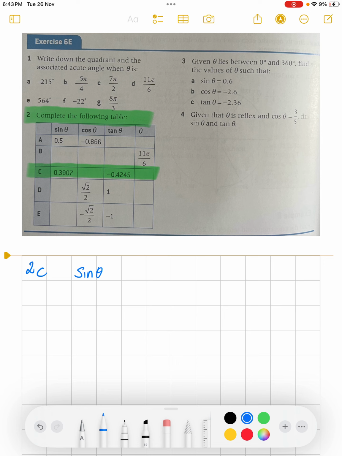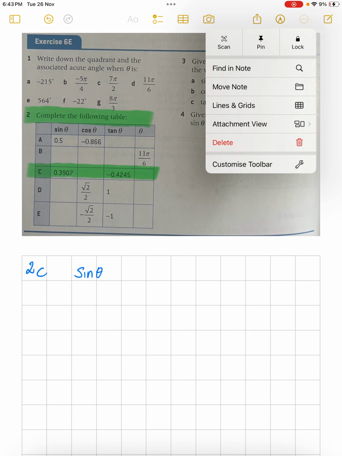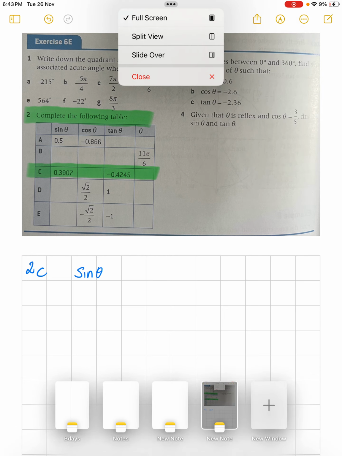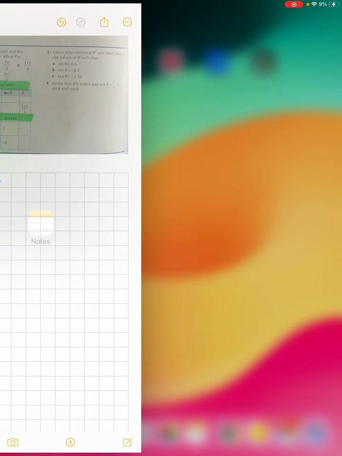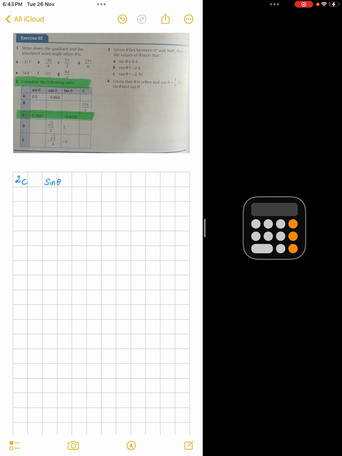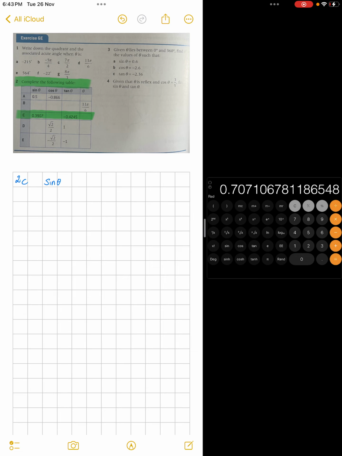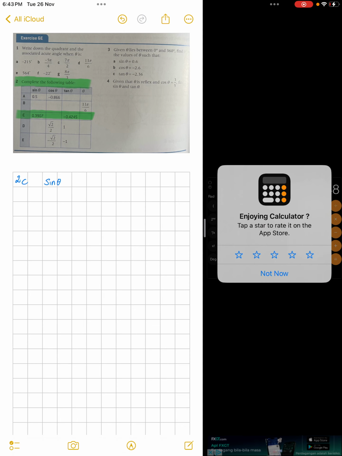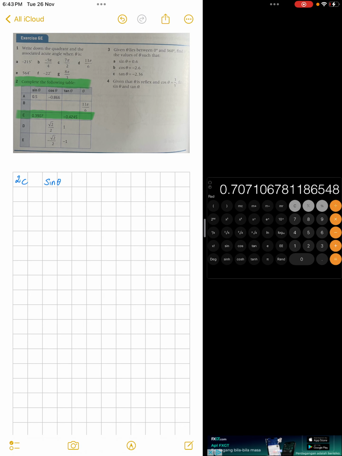Can I find a calculator? It's not too difficult. Let's split the view. Let's get a calculator. Yeah, we've got a calculator. Can we make it a bit smaller? All right, that'll help.